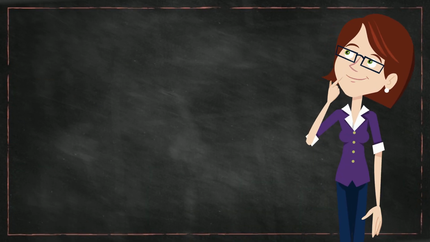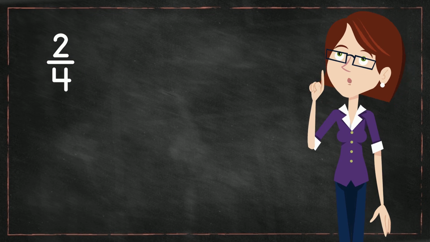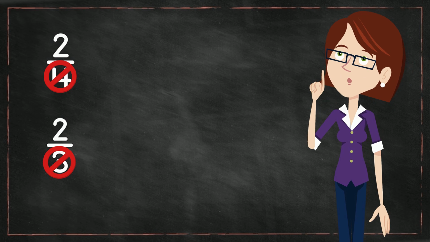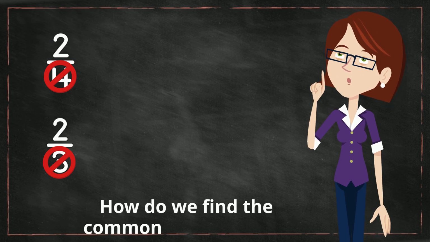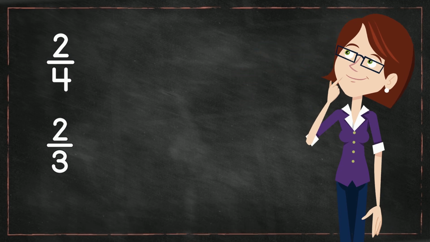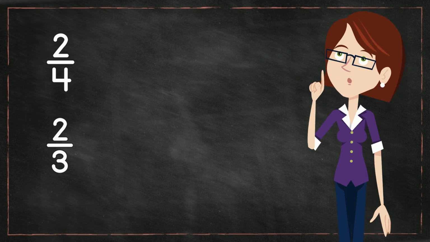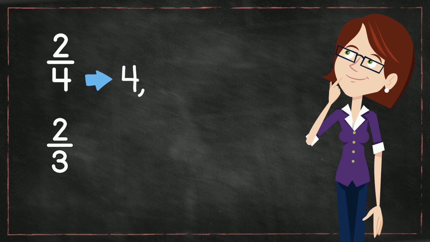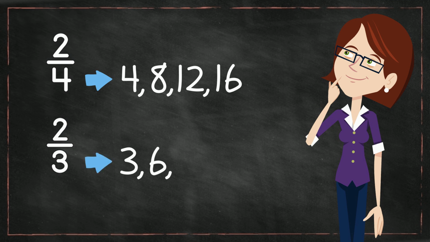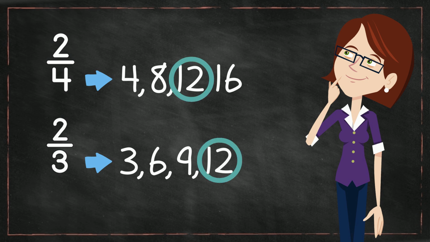Let's try another example. Let's compare 2/4 and 2/3. Fourths and thirds are not common denominators, so our first step will be finding a common denominator. Do you remember how to do that? That's right. We need to start by listing the multiples. 4, 8, 12, 16. Now let's list the multiples of 3. 3, 6, 9, 12. Both have 12. That's our common denominator.